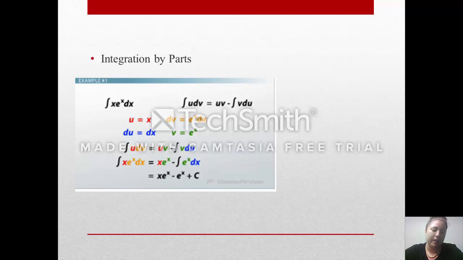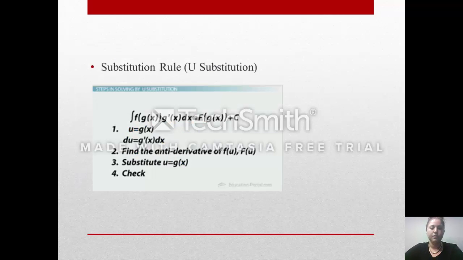So if we put it in our formula, we get the integral of x times e to the x dx equals x times e to the x minus the integral of e to the x dx. Simplified, it equals x times e to the x minus e to the x plus a constant.